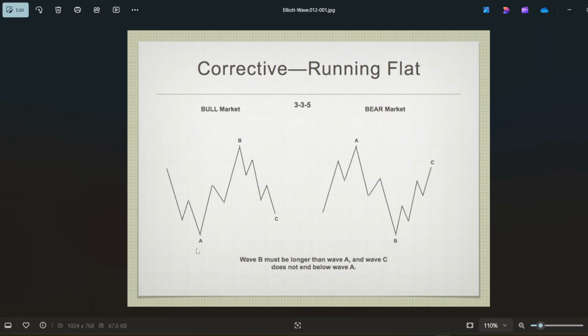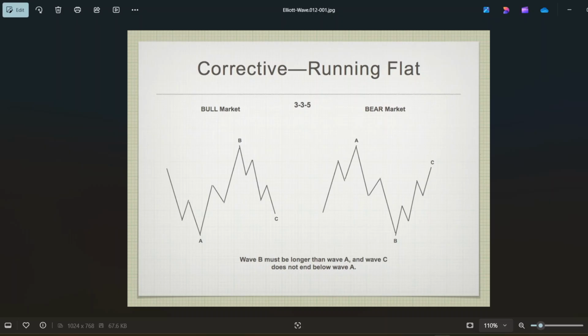Then wave B is a three-wave move that extends beyond the start of wave A. You can see beyond the start of wave A. Then wave C is a five-wave move, 1, 2, 3, 4, 5, that fails to break below the end of wave A. That is for a bullish market, or fails to break above the end of wave A. That's for a bearish market. Okay, now the running flat is unique because wave C does not complete a full retracement, meaning the correction ends early and the trend resumes much quicker than in a regular flat or expanded flat.